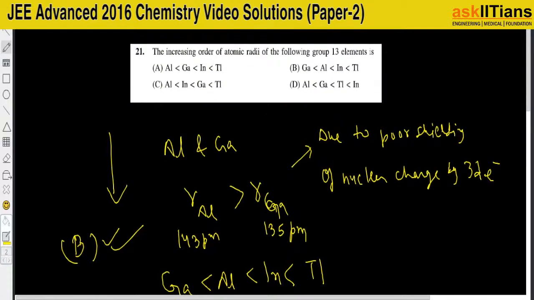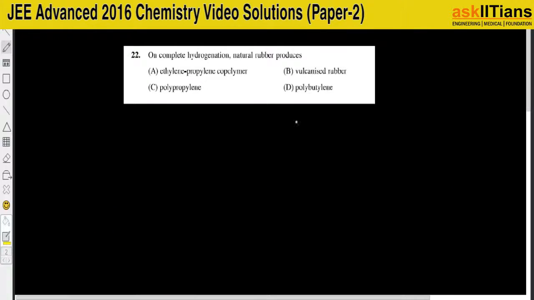Shielding effect you have to take care of. Now the next question says, on complete hydrogenation, natural rubber produces what? This question came from the chapter of polymers, right? And you know that natural rubber is isoprene. So if I take my isoprene and do the hydrogenation of it, what will happen? I will get something like this.